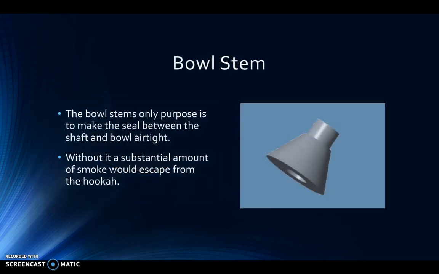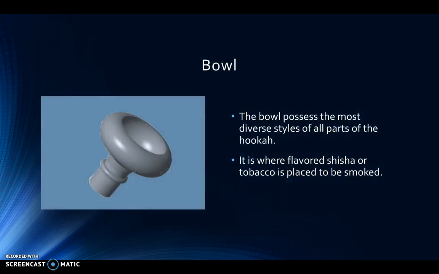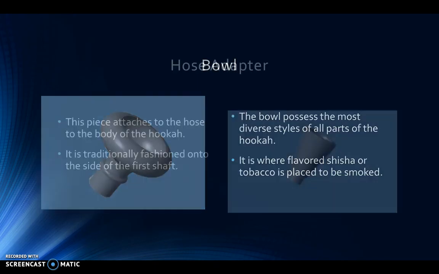The bowl stem's only purpose is to make the seal between the shaft and bowl airtight. Without it, a substantial amount of smoke would escape from the hookah. The bowl possesses the most diverse styles of all parts of the hookah. It is where flavored shisha or tobacco is placed to be smoked.